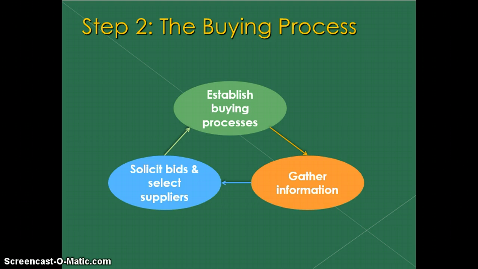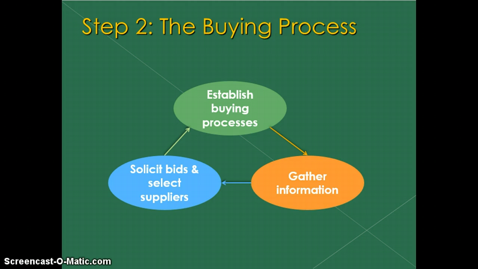Right, step number 2 is the buying process, which is made up of 3, potentially 4 different steps here. The first thing you have to do is start with establishing some sort of a buying process. Then you gather your information, collect data, do some research, get whatever information you and or your superiors, your bosses, are requiring so you can make a well-rounded decision. Once you have the information gathered, then you start soliciting bids, or gathering bids from companies that you're interested in potentially doing business with.